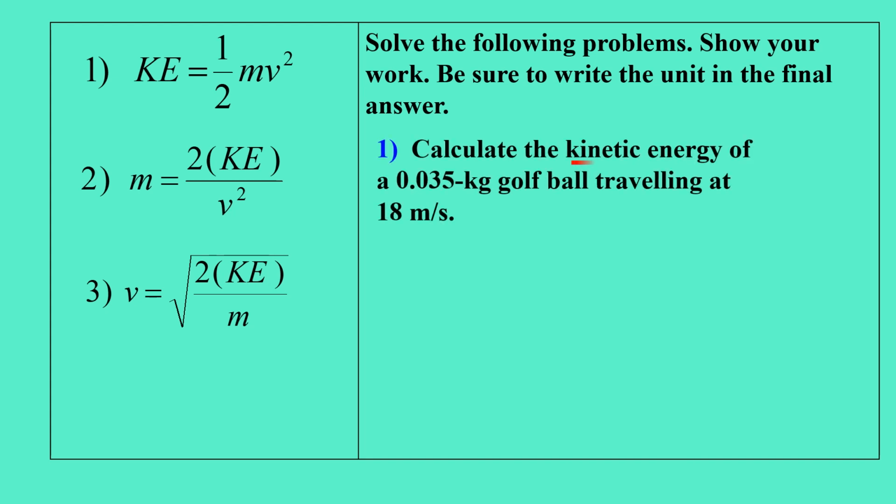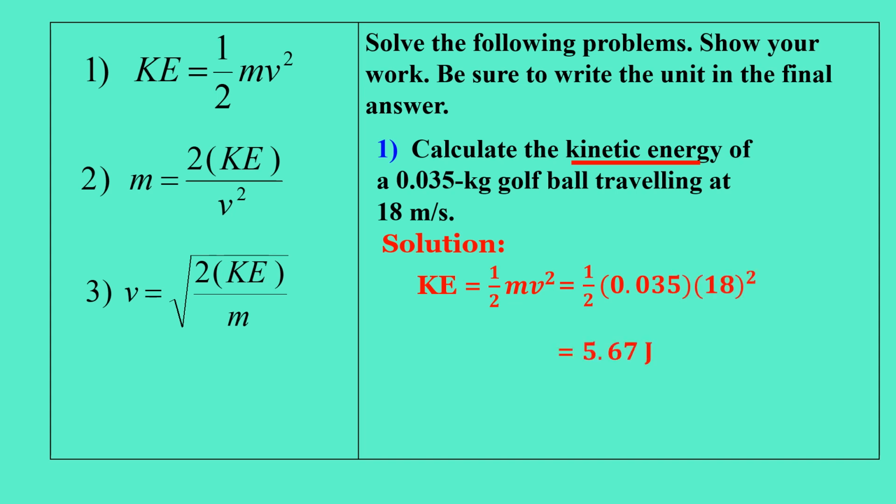Number 1. Calculate the kinetic energy of a 0.035 kilogram golf ball traveling at 18 meters per second. Since we are solving for the kinetic energy, we use formula number 1. Kinetic energy is 1/2 mv squared. Substituting the values and simplifying, we get 5.67 joules.